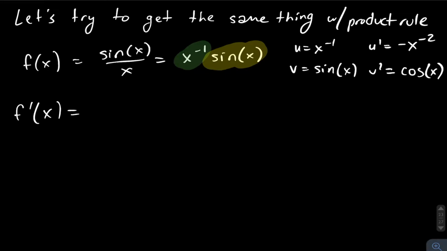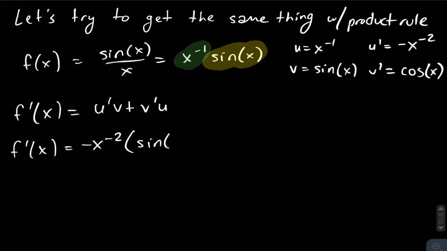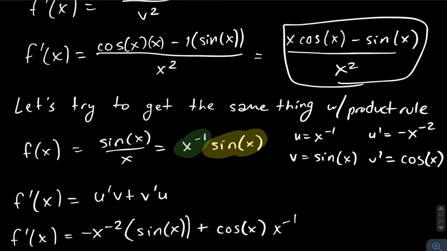So now, what's our product rule? It's u prime v plus v prime u. And u prime is negative x to the negative 2. We're going to multiply v, which is sine x. And now we have plus v prime, that's cosine x. And u is just x to the negative 1. So now we have our derivative, but it doesn't really look the same as our other one, which is x cosine x minus sine x over x squared, right?